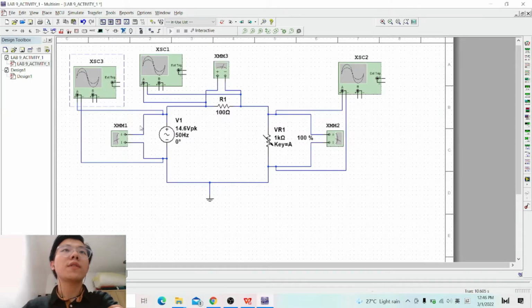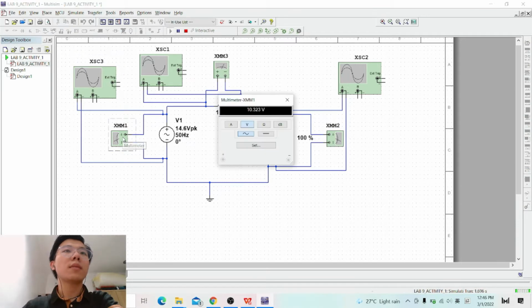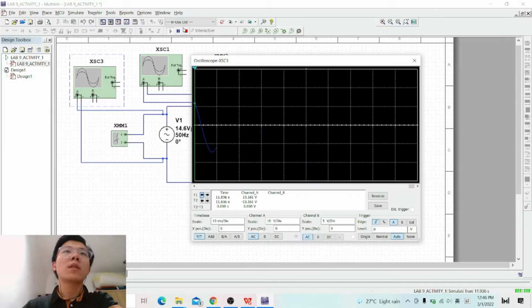Now I will show the simulation. First, we run the simulation. After that, we double click the multimeter, and now we can see the reading of the multimeter is 0.32 volt. This is the VRMS. And now I will show the output of the oscilloscope. We pause it first, and we bring it to the front. The oscilloscope shows us a graph, and this graph is 10 volt per division.